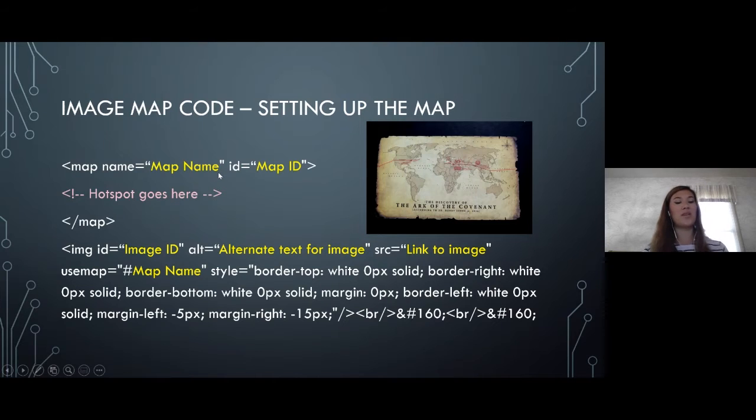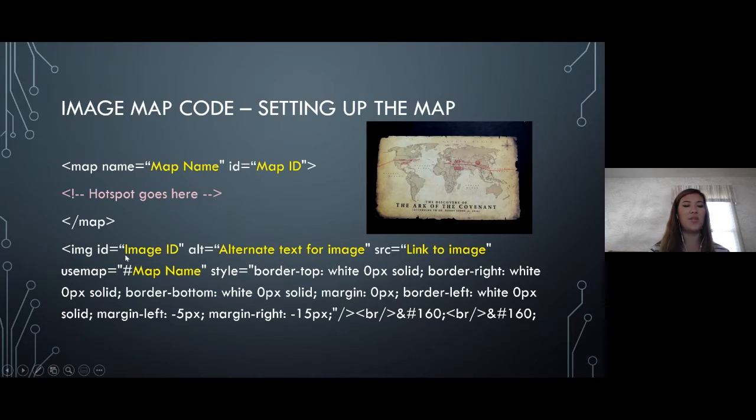So we have the name here, of course, to identify what map you're making, and also an ID. Both of these are used throughout other code to refer back to this map. Additional code is going to go here, which we'll go over next. I end the map, and then at the very bottom, that's where I initialize the actual image for that map.